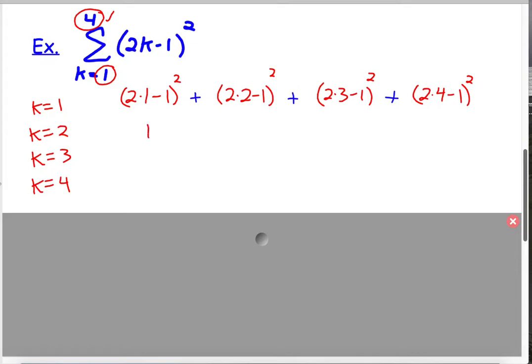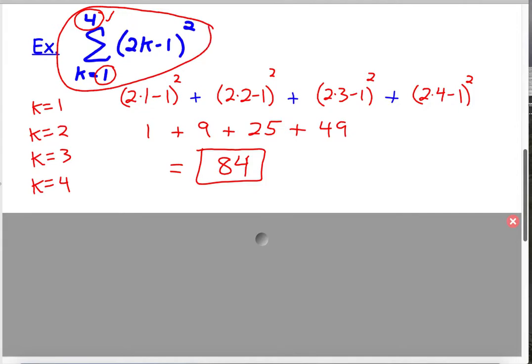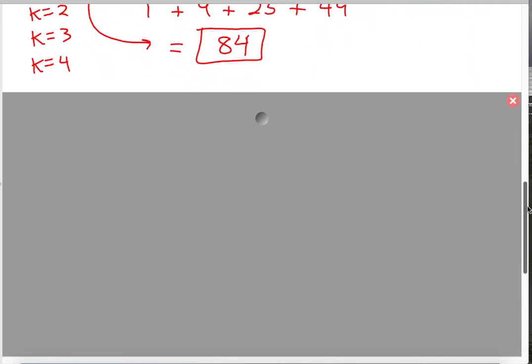So this is going to be 1 plus 3 squared, which is 9, plus 5 squared, which is 25, plus 7 squared, which is 49. So that's going to give us 10, then 35, then 84. So this sigma expression equals 84. And that's it. It's not really that difficult. It's just that the first time you see it, it might look a little strange, but it really is pretty straightforward.